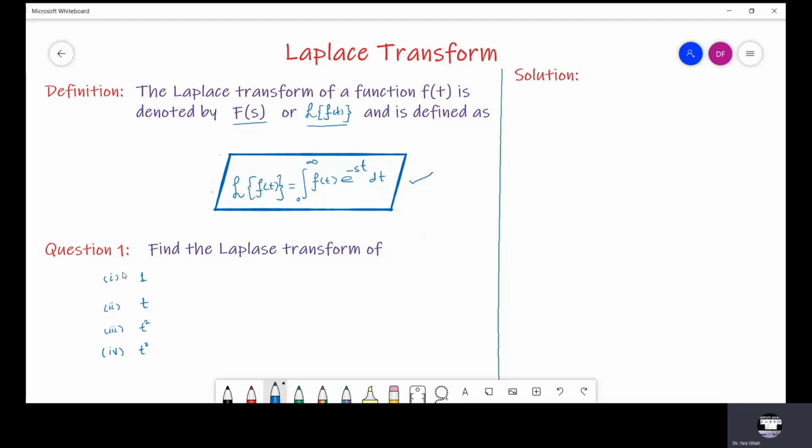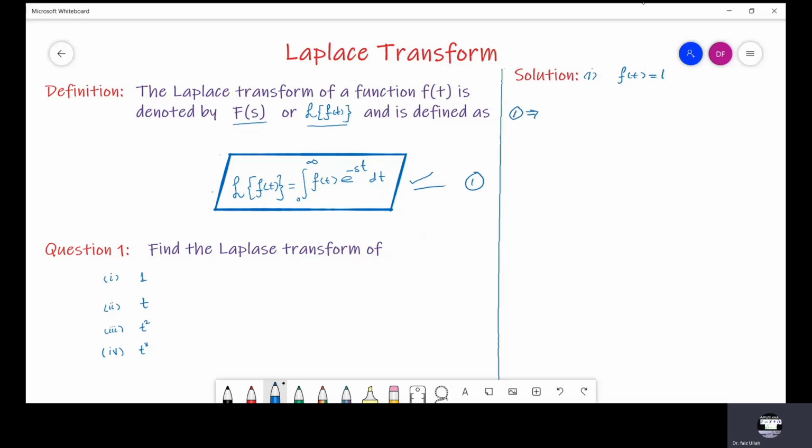Let us start from question number 1. Find the Laplace transform of 1, number 2 t, number 3 t square, number 4 t cube. Let us solve question number 1. To solve part number 1, here f of t is equal to 1. So put f of t is equal to 1 in formula number 1.